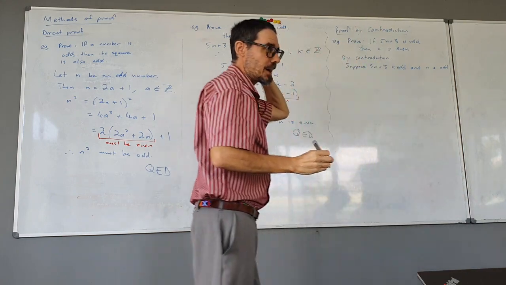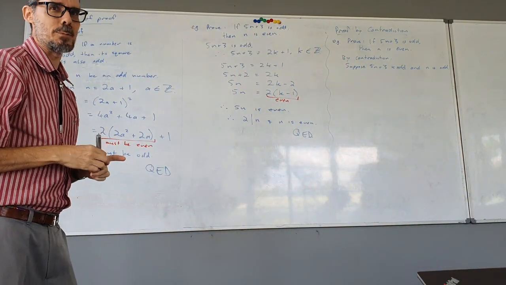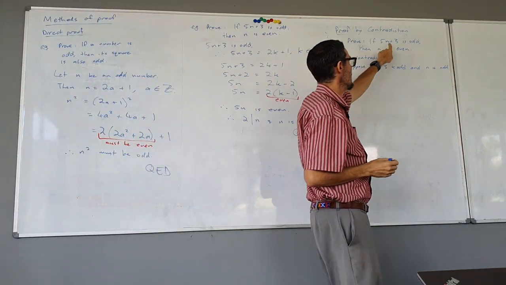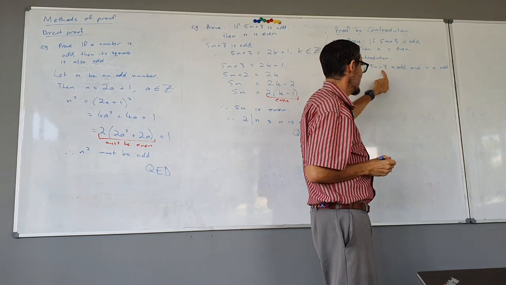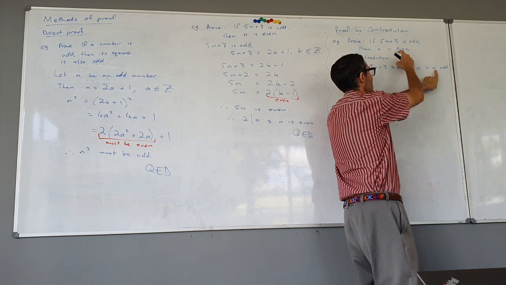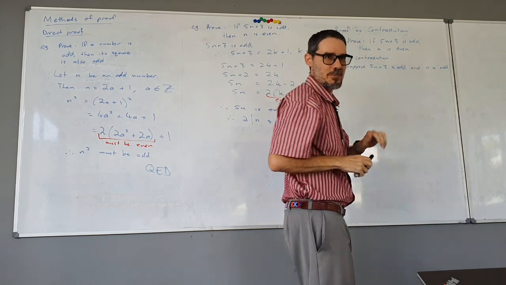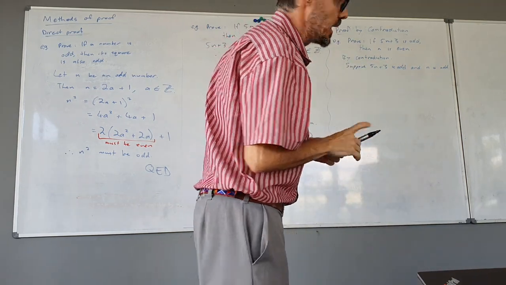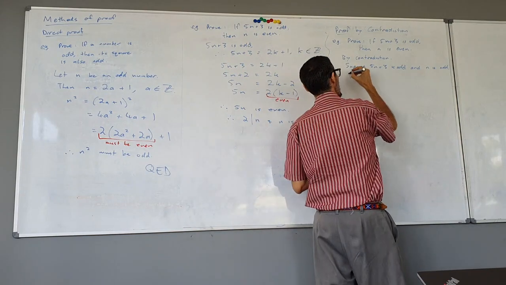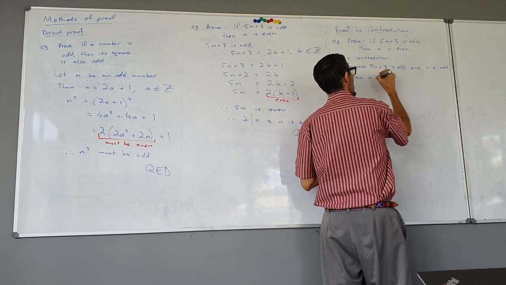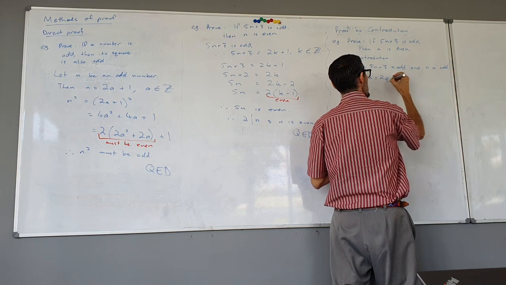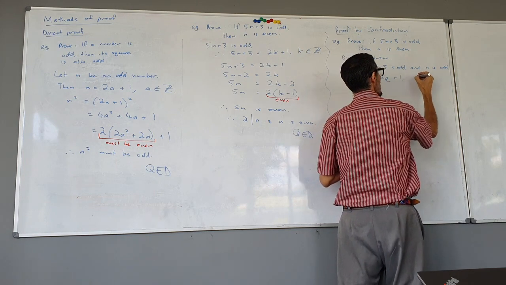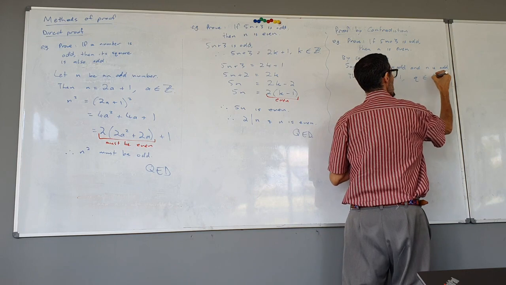Remember we talked about negation of an implication. You have to assume the first bit is true but the second bit is false. Suppose this is true but it's actually odd, not even. Well, then n has to be 2q plus 1 for some integer q. I've used different letters so you don't get confused.